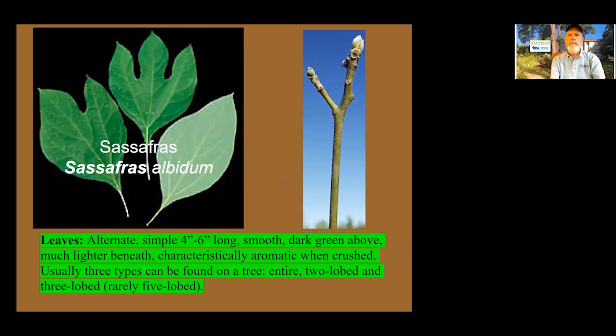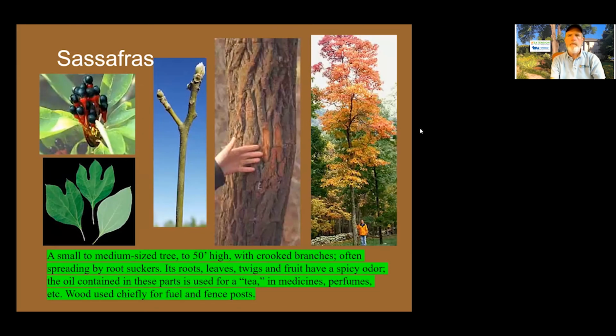It's a sassafras, and sassafras is a smaller tree. Green above, characteristics, 3 types of leaves. It can be used for fence posts. There's a tea that you can make, sassafras tea, out of the roots. Some medicines, perfumes, etc. are used with this. Every tree has a lot of characteristics, and that bark, if you took a picture of that bark, you'd probably get sassafras from iNaturalist as well. Very descriptive bark.